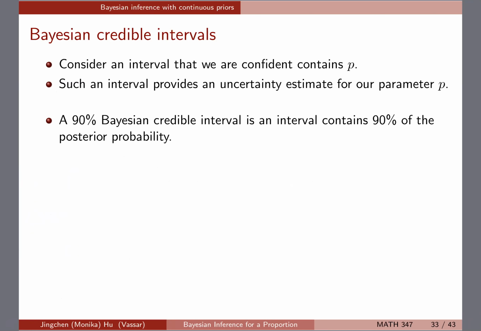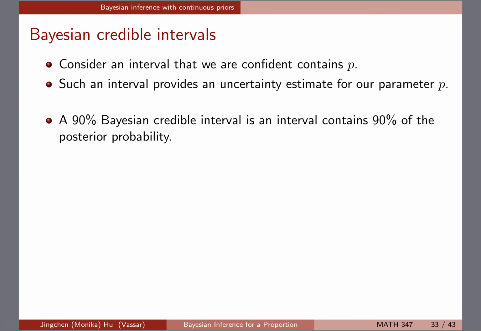So again, Bayesian credible intervals: we know it's a direct probability statement about the unknown parameter. We're trying to come up with an interval that has a certain probability of containing the unknown parameter. In contrast to the frequentist confidence interval, Bayesian credible intervals are direct probability statements about the unknown p. So a Bayesian 90% credible interval will be an interval that contains 90% of the posterior probability.